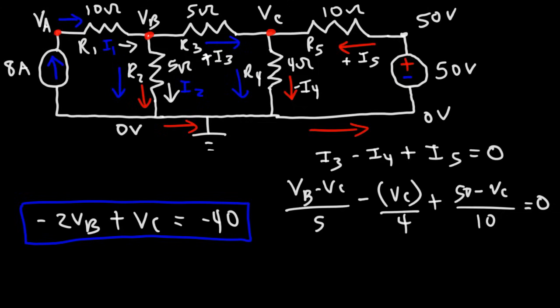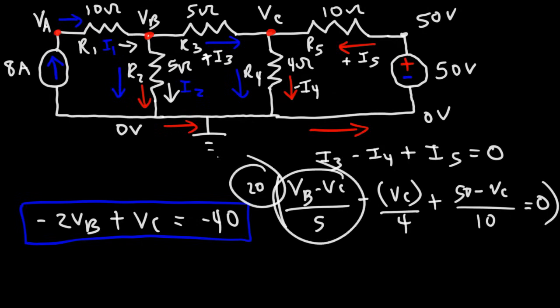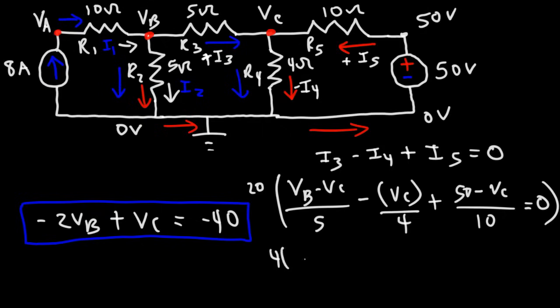So to get rid of the fractions, we're going to multiply both sides by 40. 40 is the least common multiple of 4, 5, and 10. Actually, no, 20 is. 20 is a better number. 5, 4, and 10 can all go into 20. So let's multiply every fraction by 20. So this fraction times 20, what's the answer? The best thing is to divide first. 20 divided by 5 is 4. So this is going to be 4 times VB minus VC.